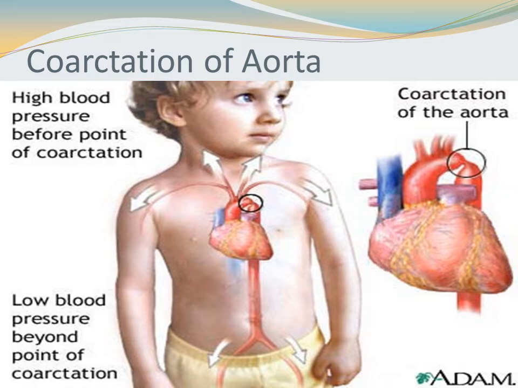Coarctation of aorta, there is narrowing of a segment of the aorta, which could be before the arising of the left subclavian artery, or after the left subclavian artery. So there will be high blood pressure in the pre-coarctic segment. There will be high blood pressure in the upper limbs, and there will be low blood pressure in the post-coarctic area. Post-coarctic blood circulation, like in the lower limb, there will be low blood pressure.